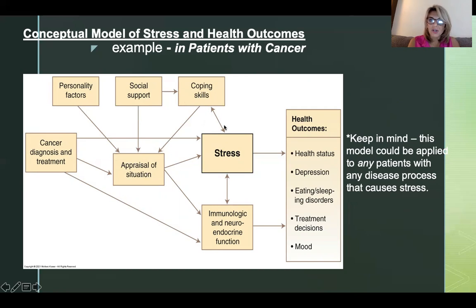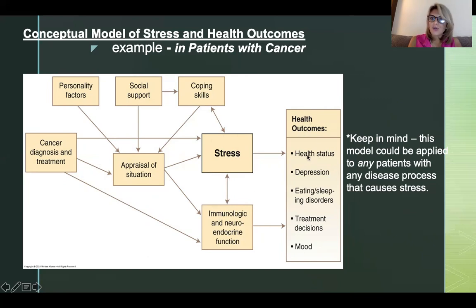All of these factors are going to obviously affect the patient's stress level. So this is how we break down assessing and evaluating the outcome of their reaction to the stress from their disease process. And here they looked at their immunologic and neuroendocrine function. Is that going to have an effect on their stress? Obviously. And from those different breakdowns within the model, then we come out with our outcomes: the health status, depression, eating, sleep disorders, treatment decisions, mood. These seem to be all negative outcomes.